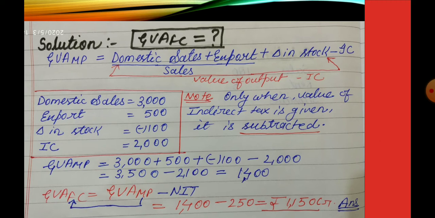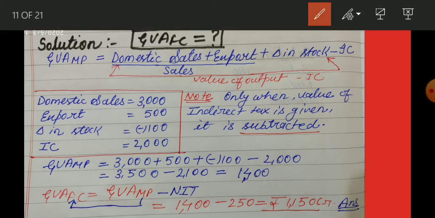Here in this question we can see what we have to find out: the value of GVA FC. Okay, student, for that the basic equation is value of output minus intermediate consumption, but in this question value of output is not given. What is given? Domestic sales. So whenever domestic sales is given, we add export.